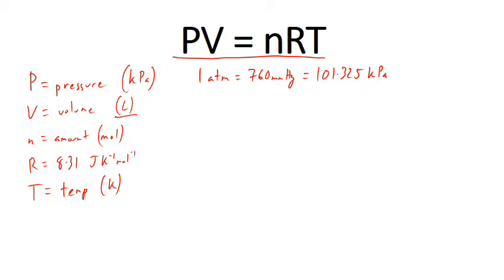Okay, so remember 273 Kelvin is equal to 0 degrees Celsius. So if you're converting from Celsius to Kelvin, all you do is add the number of Celsius you have to 273. Okay, simple conversion.